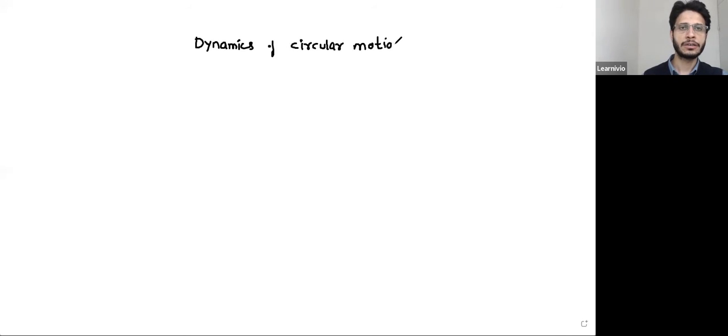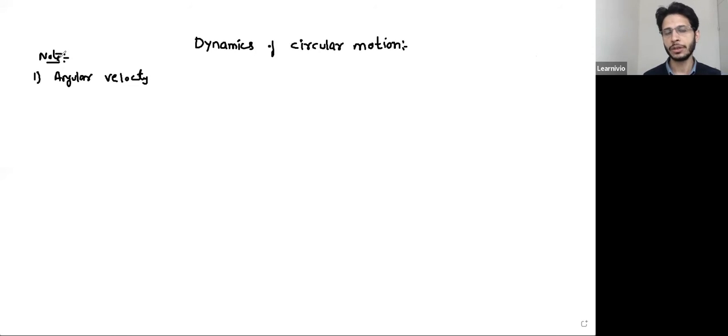Okay, before starting this dynamics of circular motion, you should know a few topics of circular motion. In circular motion, we did a few things. The first one was angular velocity. I'm just revising some topics of circular motion that we will use here. This angular velocity was the rate of change of angular displacement.